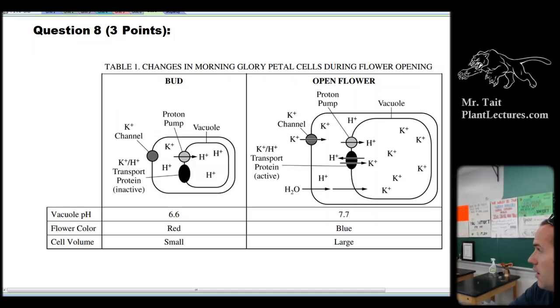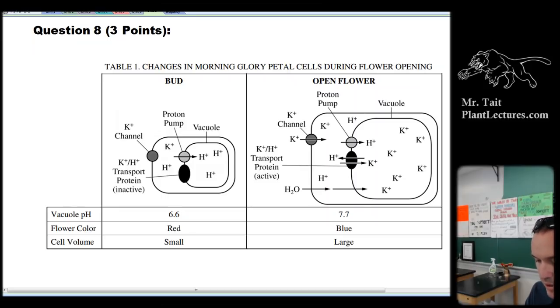So if we look here, first thing that we need to know is that the pH is the measure of H plus ions. And if the pH goes up, that means that the H plus ion content is going down, right? And so it says identify the cellular component that is responsible for increasing the pH. That means that the cellular component that is causing the pH to go up is the one that is allowing H plus ions to leave, which is this thing, the K plus H plus transport protein, right?